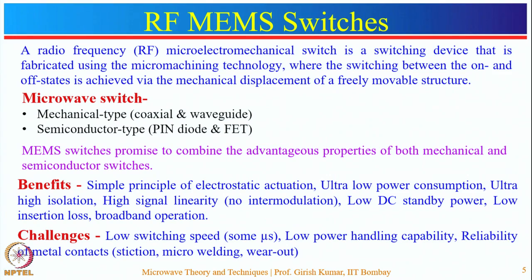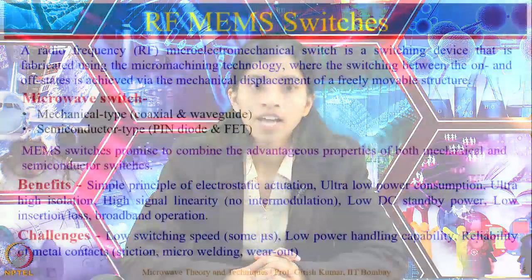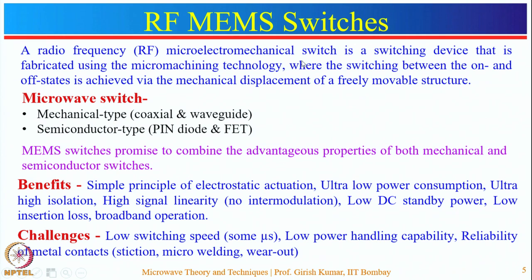Next we will talk about the other microwave component, that is switch. So, a switch is a device to make the electrical connection or to break the electrical connection. A RF micro electromechanical switch is a switching device that is fabricated using micro machining technology, where the switching between the on and the off state is achieved by the mechanical displacement of a freely movable structure.